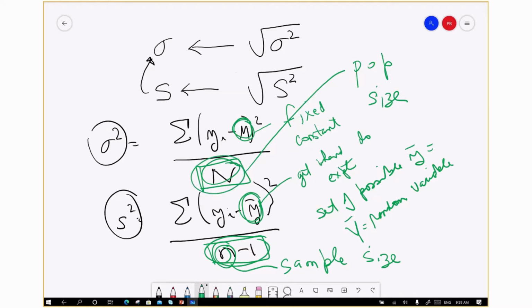Well, remember what the concept is of variance. Variance is just the mean of the squared deviations.